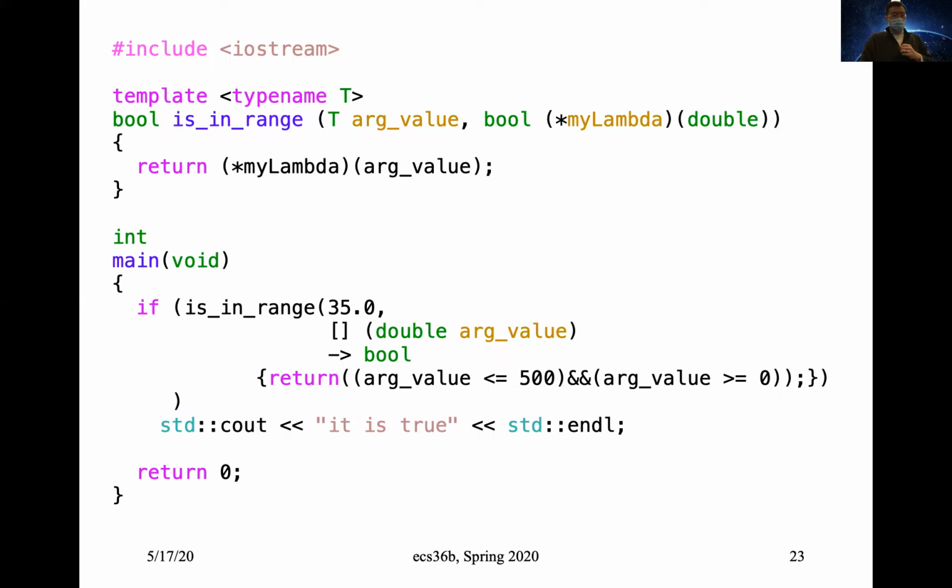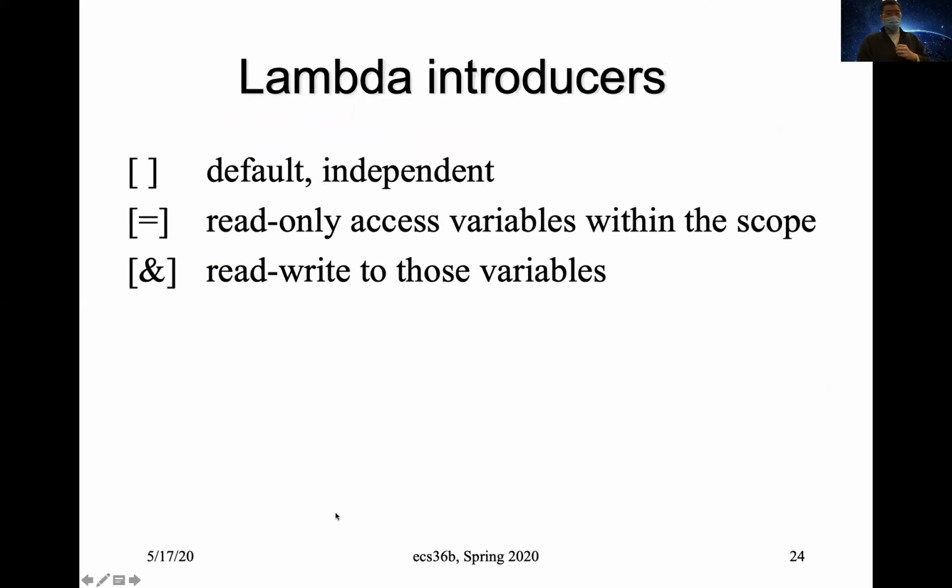All right, I'm going to just close it. And the other thing I should actually talk about is the introducer. The introducer essentially has 3 different formats. The first format is just the default, independent default. The second introducer is that essentially you can provide read-only access to the variable within the scope. Which means that if you write a Lambda expression, this Lambda expression will be able to read the variable that's declared within the scope that includes that Lambda expression.